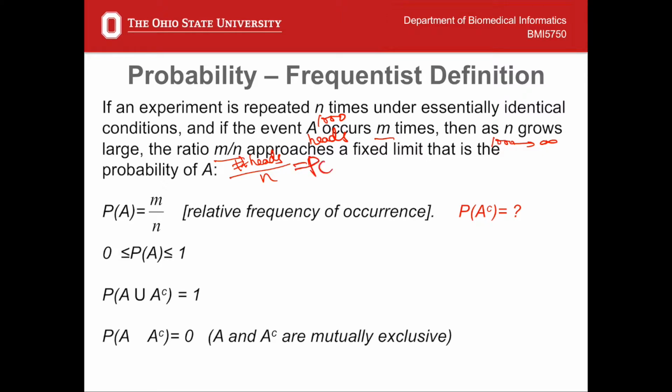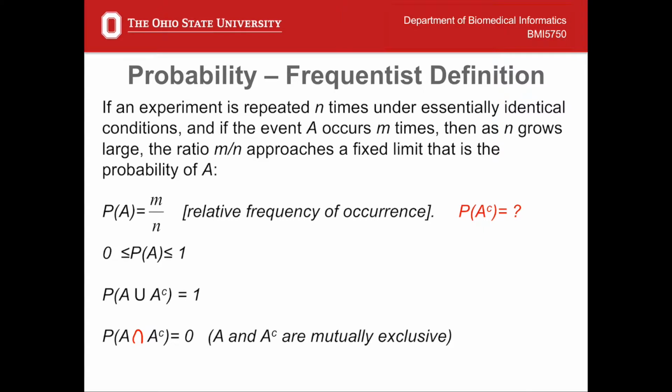And this probability of A is the relative frequency of occurrence. This number is between 0 and 1. P(A^C) is the probability of the complement of A. And the union of A and A^C has probability equal to 1. That means the relative frequency of heads plus the relative frequency of tails equals 1.